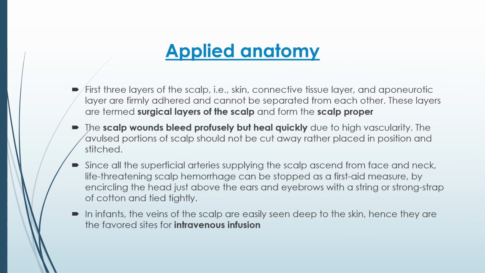Looking at the clinical aspects of the scalp, the first three layers are also known as the scalp proper or the surgical layers of the scalp, as we had previously discussed. The scalp is abundantly vascularized and thus a wound will bleed profusely. Thus it should be stitched in position. In cases of life-threatening hemorrhage, a first aid measure of encircling a cotton tightly around the ears and eyebrows should be done. In infants, the scalp veins can be easily seen and can be used as a route of intravenous infusion.